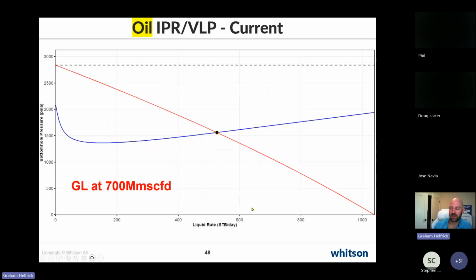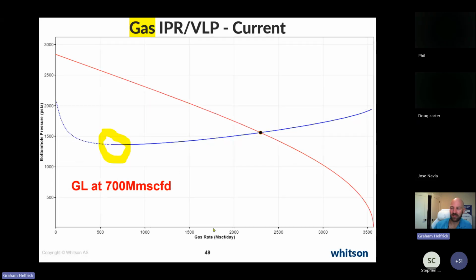Looking at this on the IPR VLP, this is where they're operating, and we're looking at this as bottom hole pressure versus liquid. But you can also look at this as a gas IPR. Why not, right? We're producing both gas and oil, so this is the same well, just looking at it from the gas perspective, and we are not liquid loaded, right? This is our critical lift rate. This is where we are now. No worries about liquid loading.